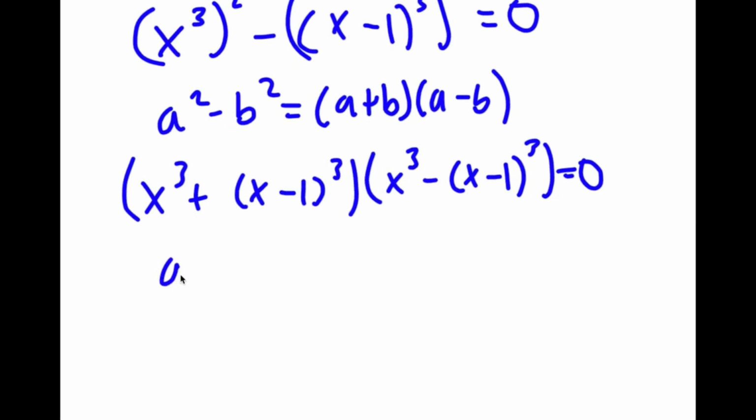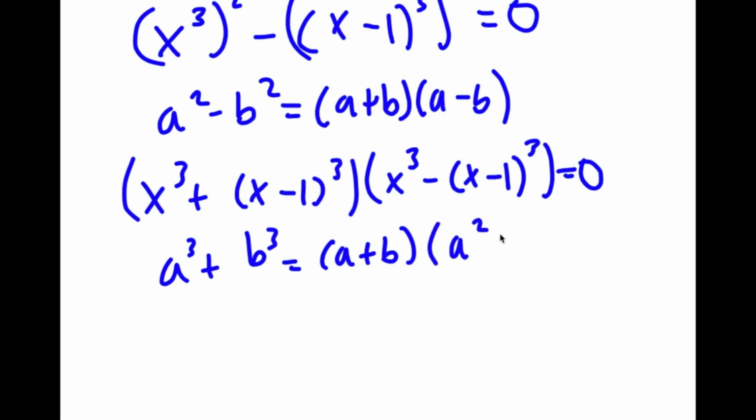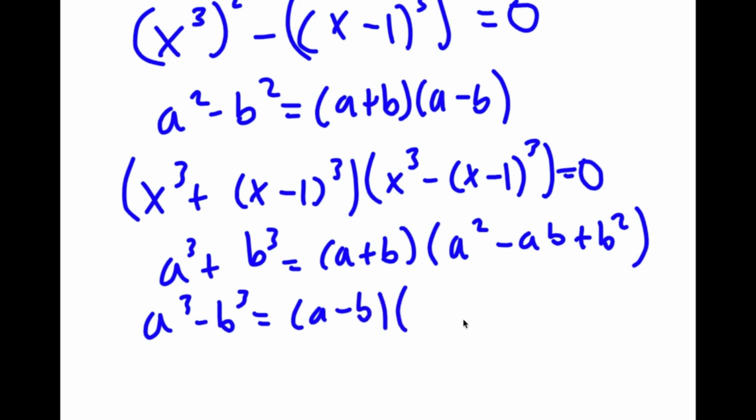And now if I have something in the form a to the power of 3 plus b to the power of 3, this is equal to (a plus b) times (a squared minus ab plus b squared). And a to the power of 3 minus b to the power of 3 is equal to (a minus b) times (a squared plus ab plus b squared).